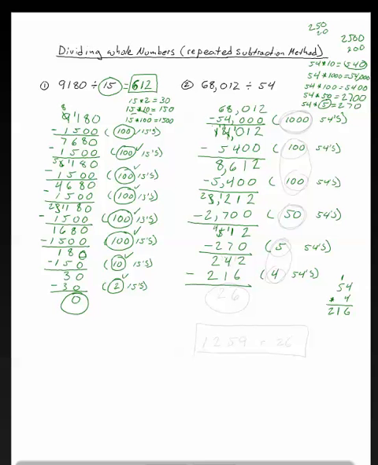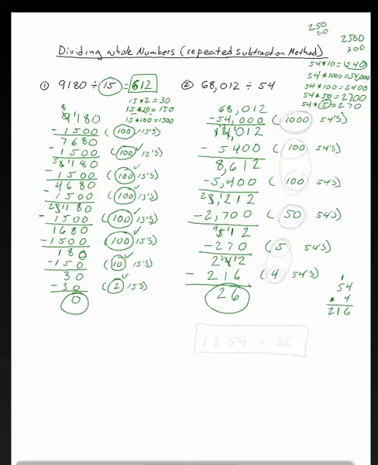2 minus 6 I can't do, so I borrow. 12 minus 6 is 6. 3 minus 1 is 2. And 2 minus 2 is 0. So I've got 26 here. I can't subtract even one more 54 from that.